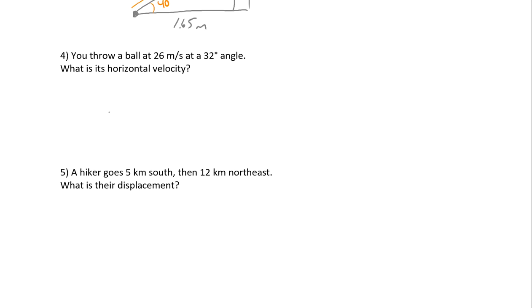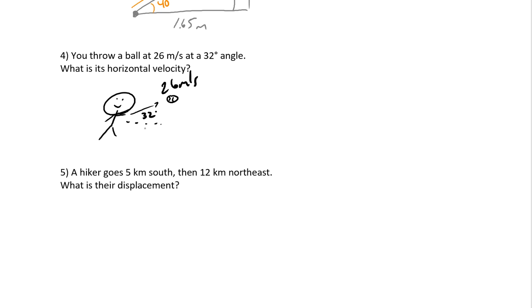Okay, so here you are. You throw a ball, and it says you threw the ball something like this. There's the ball, something like that. And apparently you threw it at 26 meters per second at 32 degrees. We want the horizontal velocity.